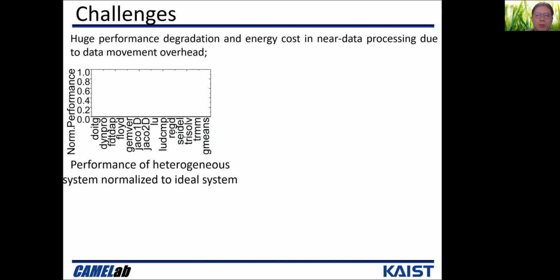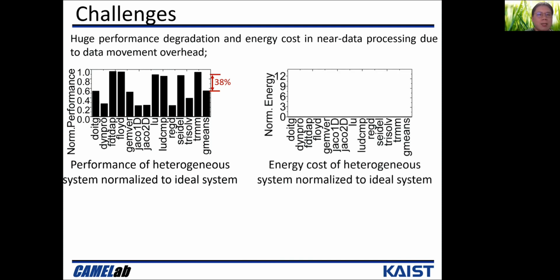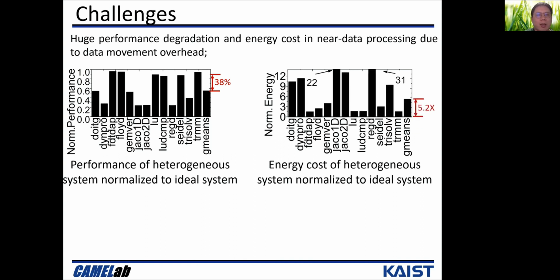We compare the performance and energy of a heterogeneous system and an ideal system. We assume that the ideal system has all data in the accelerator, which does not require data movement. As you can see from the left figure, the performance of the heterogeneous system actually degraded by 38% compared to the ideal system. You can also see the energy consumption in the right figure. Compared to the ideal system, the energy cost of a heterogeneous system actually increased by 5.2 times.